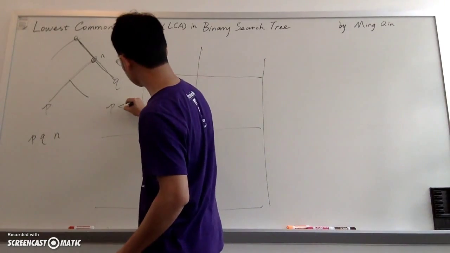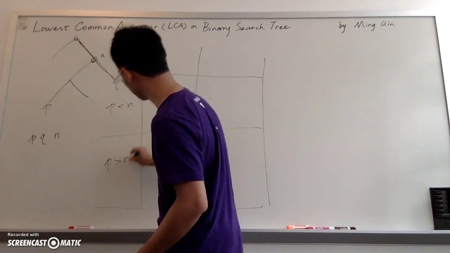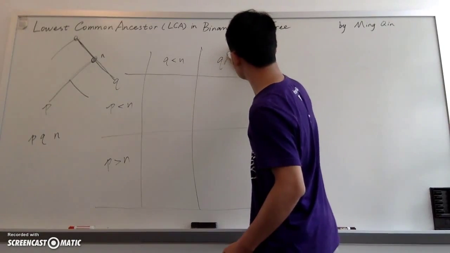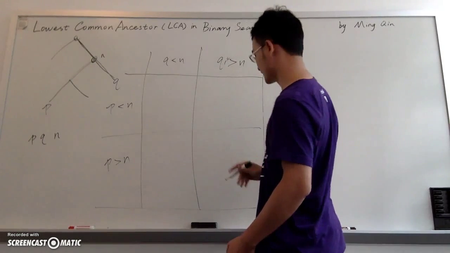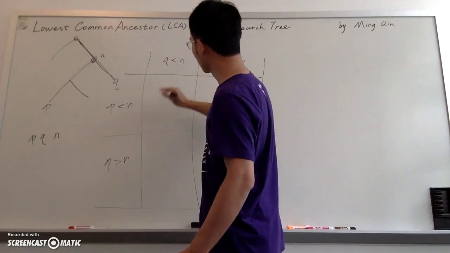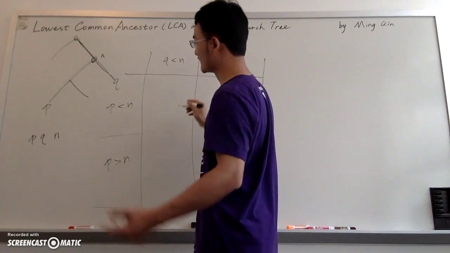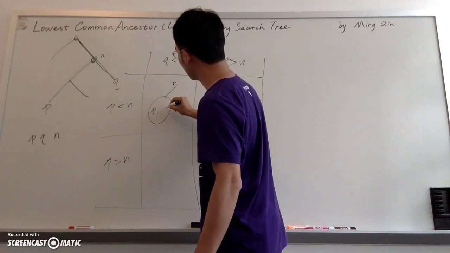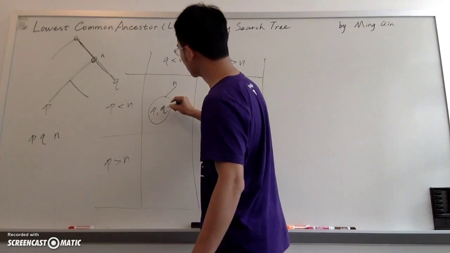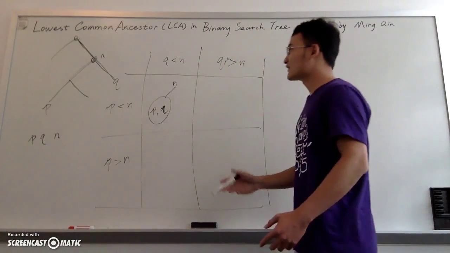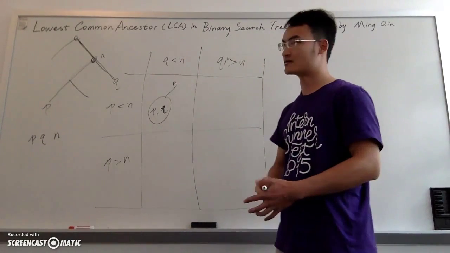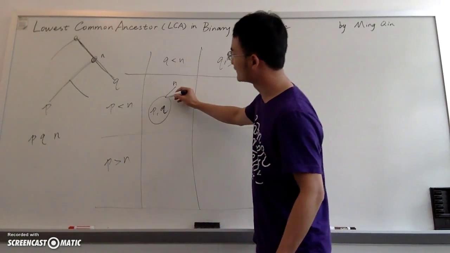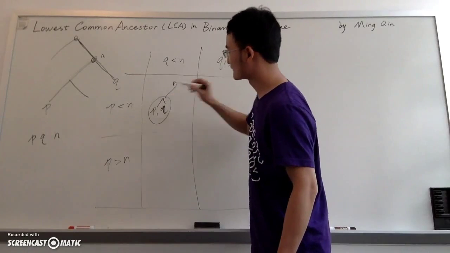First, P is less than n, P is greater than n, Q is less than n, Q is greater than n. In this case, P and Q are all less than n, so we know P and Q are in the left subtree of n. Then n is not the lowest common ancestor of P and Q.